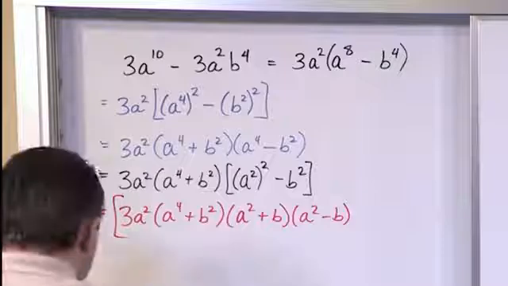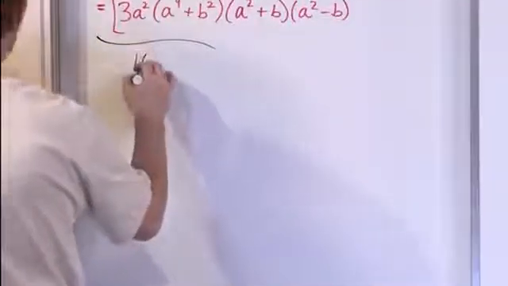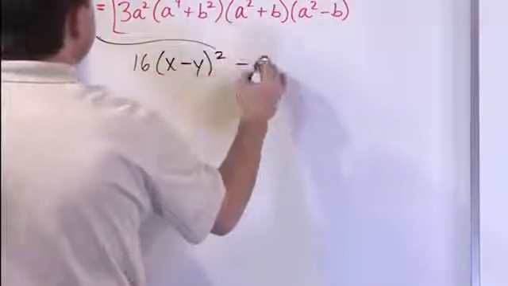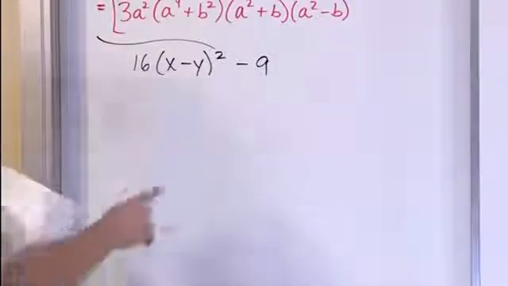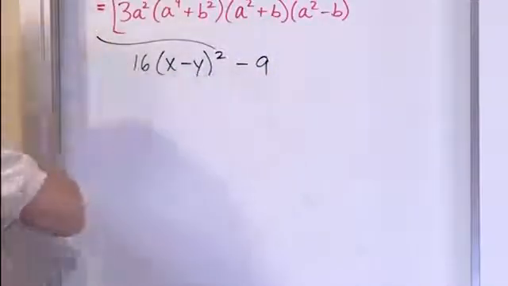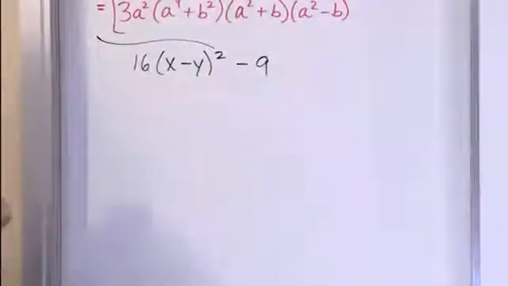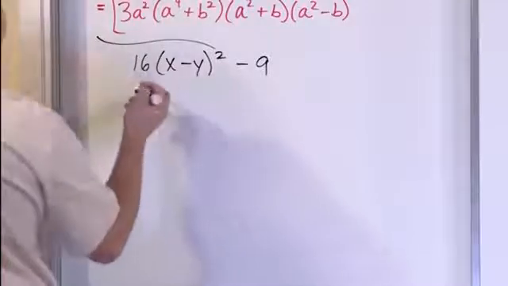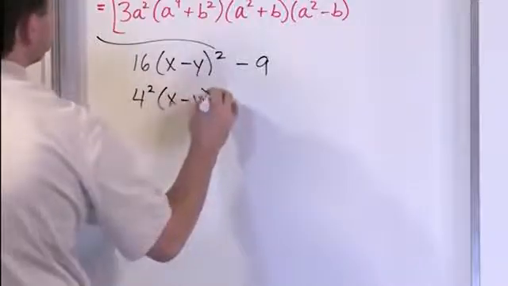Now moving along these lines, we'll do another one right below it. What if we have 16 times x minus y squared minus 9? Now, this looks kind of hopeless, but then I realize 9 is a perfect square, 16 is a perfect square, this is already squared, so I'm pretty sure I can rewrite this and beat it into a form that I like. So what I'm going to do is try to rewrite this in terms of squares as much as I can. 16 is 4 squared, and then I still have x minus y squared.